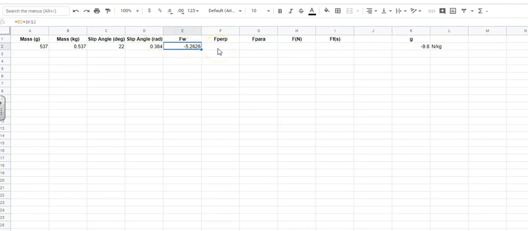So now that we've got the weight force and the angle, we can work out our force components. So the force perpendicular equals the weight force, so this cell here, and then times, just like in the formula, cos theta, but instead of it being the angle in degrees, we need to use the radians. So we take that value and go equals. Okay, that gives us a negative value, which is what we're expecting.